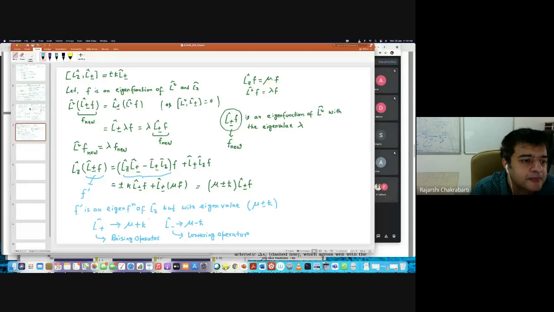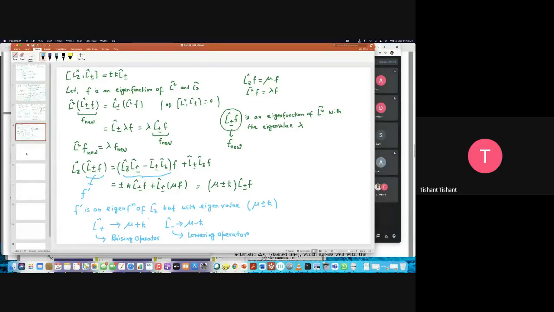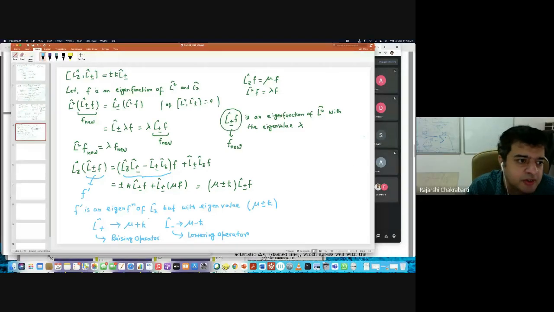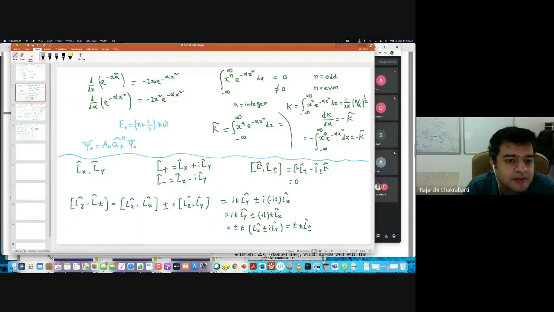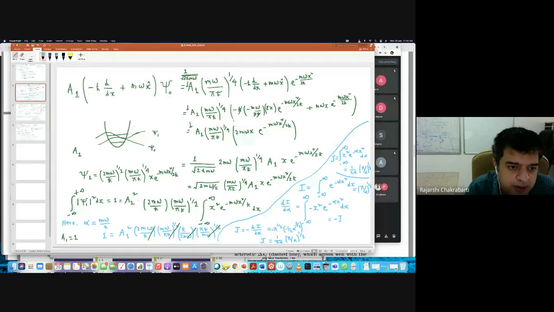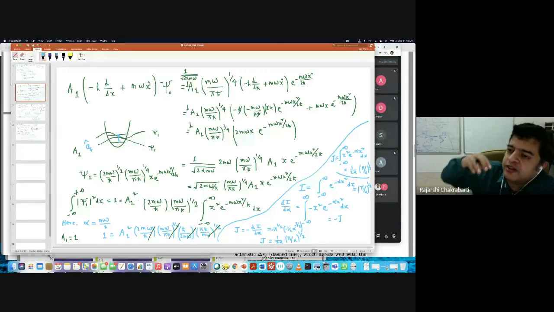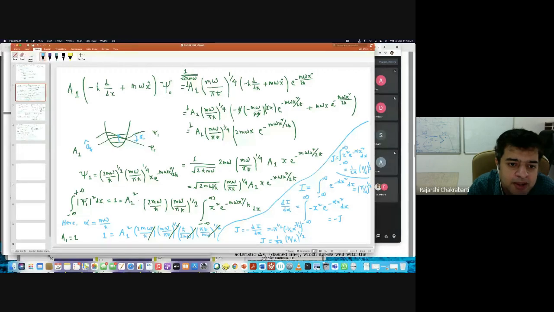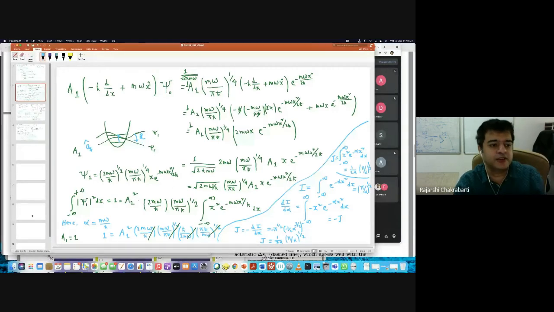Sir, I'm not able to understand the physical significance of this. What are we raising here? We're raising the state. You start from here. If you operate, in this case it was A plus, you raise from state 0 to state 1. And if you operate A minus, you lower from state 1 to state 0. That's why it's called raising and lowering operator. It is going from one state to the other state.